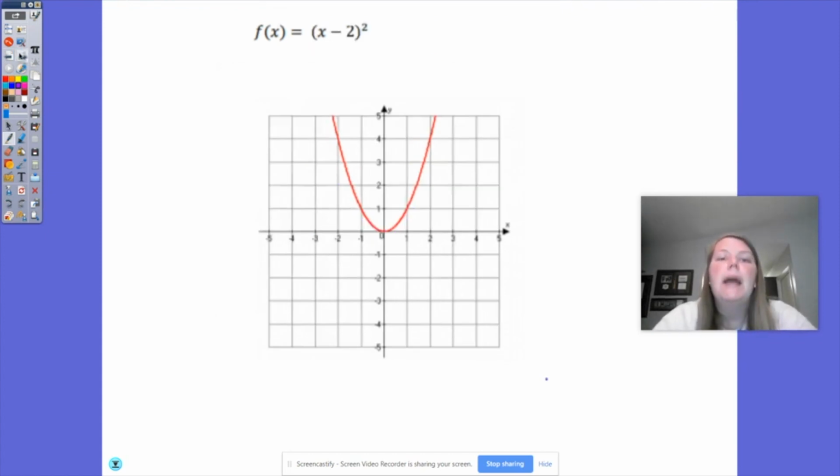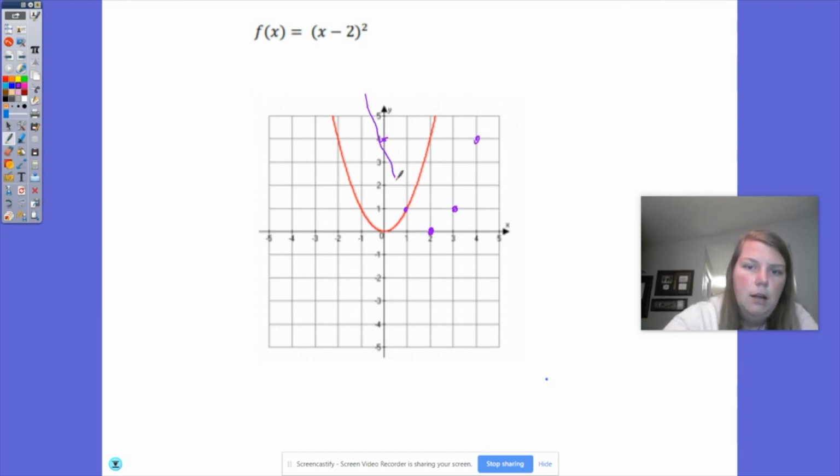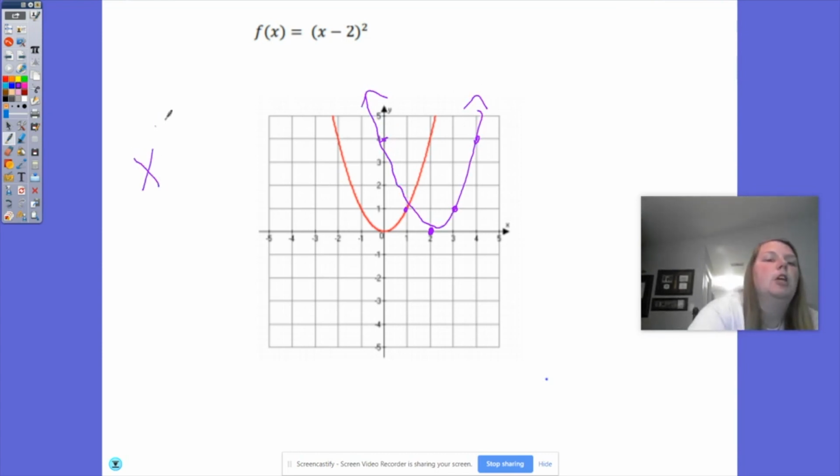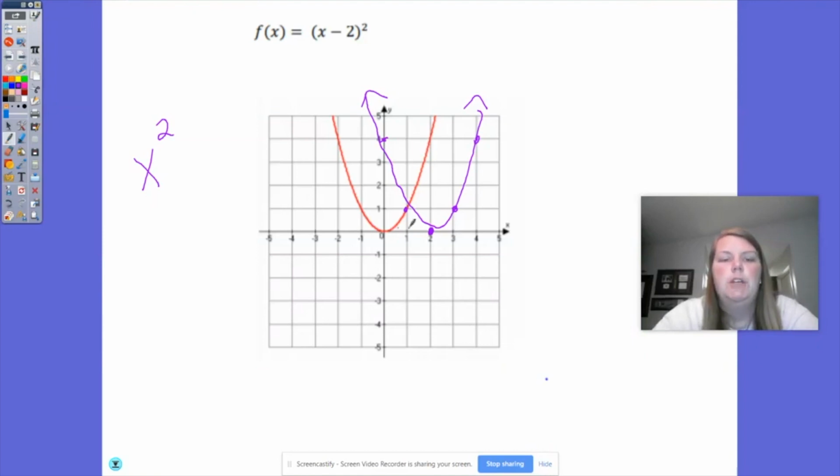Okay, so x - 2 inside the parentheses. Remember, our -2 is going to move our parabola to the right. Oops, sorry, I'm backwards. Right. And so I want to move my vertex 2 units to the right, and I'm going to do my best to move these other points 2 units to the right to draw my new parabola. So remember, my red parabola, the original one, is our parent function of x squared. And then we're using that parent function to shift. And remember, we're using that parent function to shift it over 2 units to make that purple parabola.